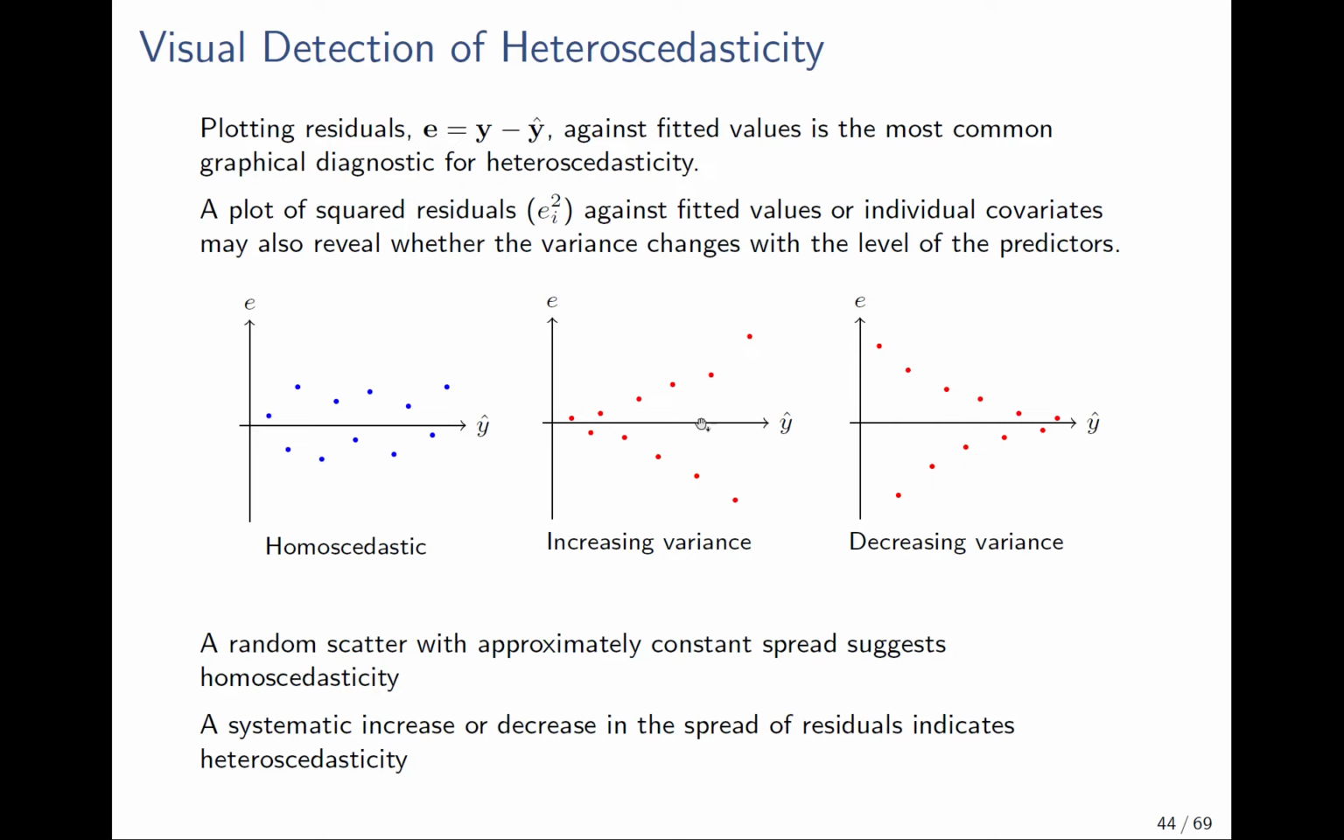In the centre, the spread of the residuals is increasing systematically with the fitted values. This classic so-called cone or funnel shape indicates increasing variance. And on the right, we have the opposite effect. The funnel or the cone is in the other direction. That is to say, there's a systematic decrease in spread as the residuals grow in value. But any systematic change in the spread of the residuals is indicative of heteroscedasticity.